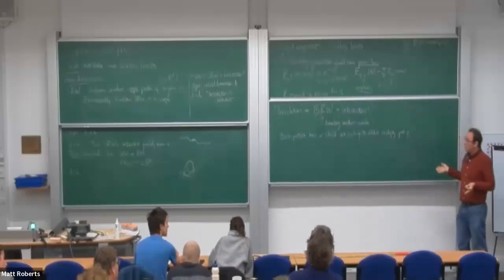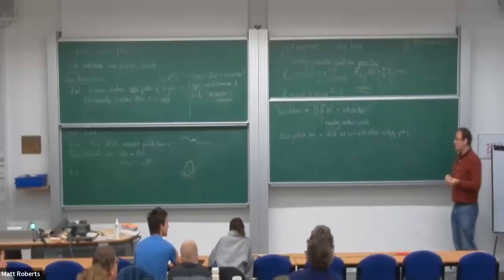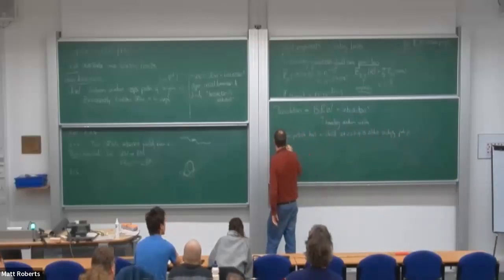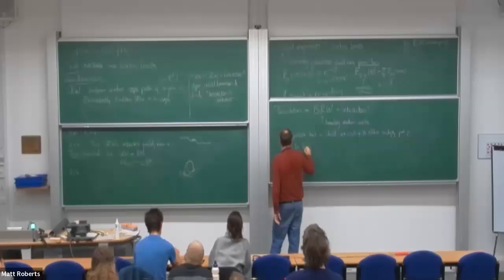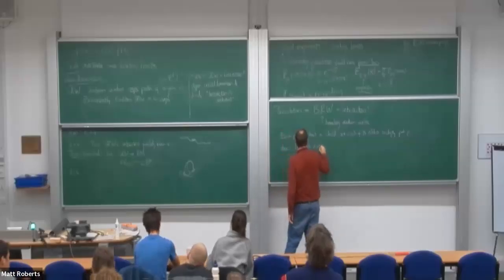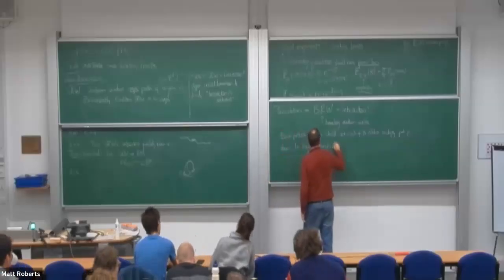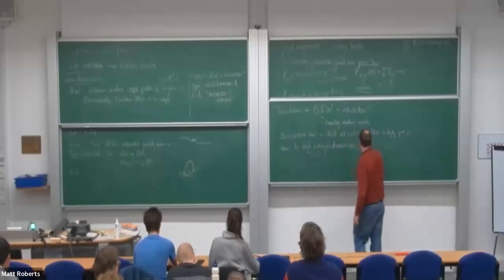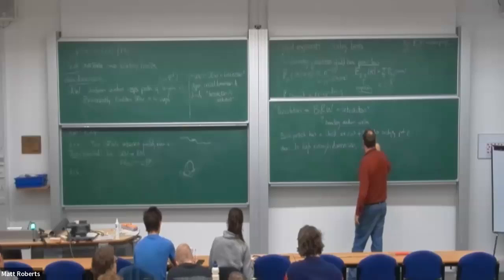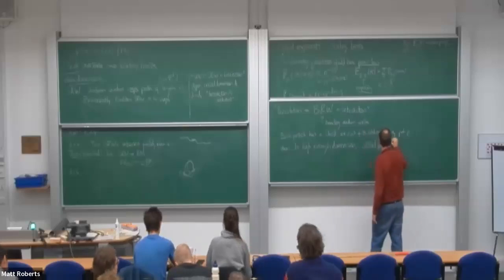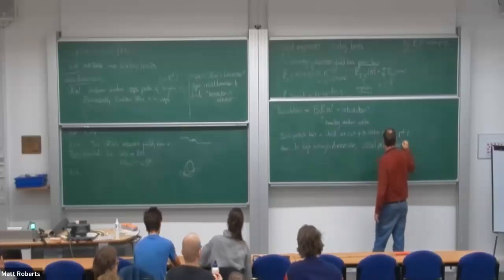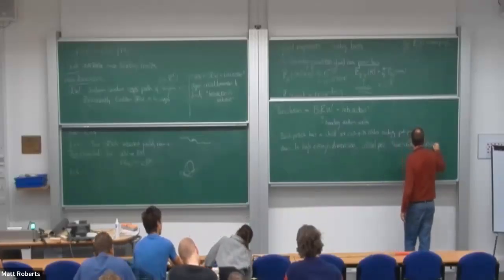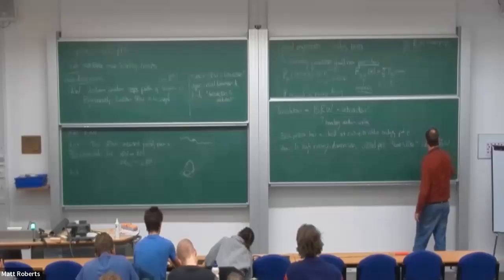But nevertheless, what we do expect is that in high enough dimension, critical percolation looks like critical branching random walk at large scales.